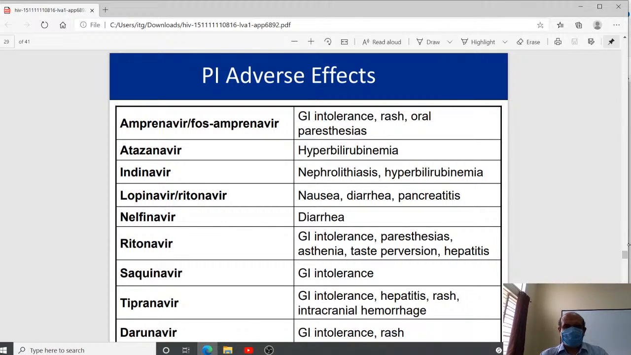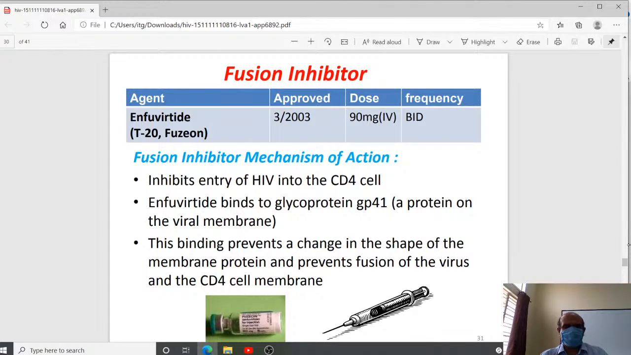So these are the effects of each protease inhibitor. I'm not going into the details of this, but you guys can go through it.